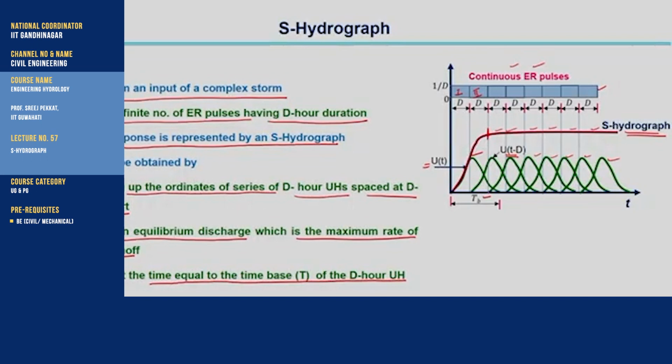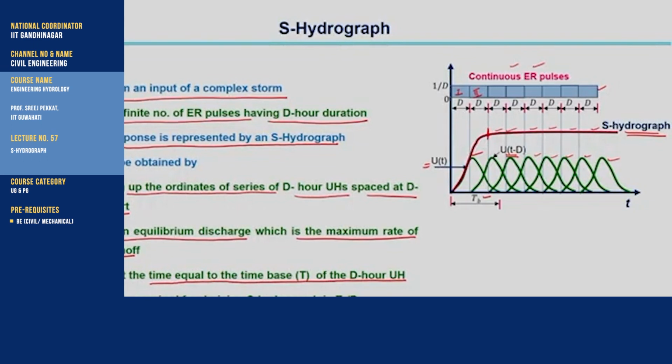So, for plotting or deriving the S-Hydrograph, we need to make use of a certain number of unit hydrographs. We don't have to combine an infinite number of unit hydrographs, because we have seen that after a certain time the ordinates of the S-Hydrograph are not changing. It is attaining an equilibrium value. So, there is a need for a certain number of unit hydrographs. How much will that be?